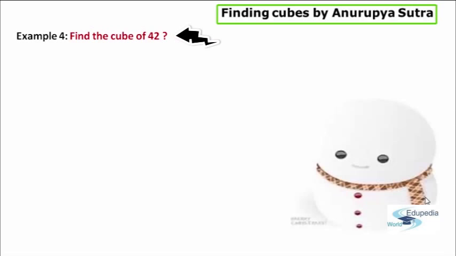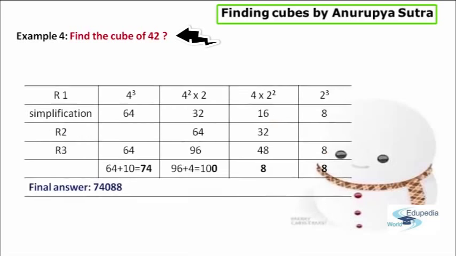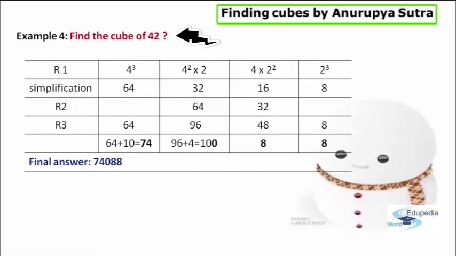So friends, to find the cube of 42, at first we have to make a table as shown here. I think you have a pretty good idea about the rows that we have been using in Anurupiya Sutra at beginner's level. Here too, we use the same process but at the expert level. Coming to the table, in the first row, the first column, we have to cube the digit in the tens place of the given number. So here in the example 42, the digit in tens place is 4, and if we cube the number 4, we get 64 as the answer.